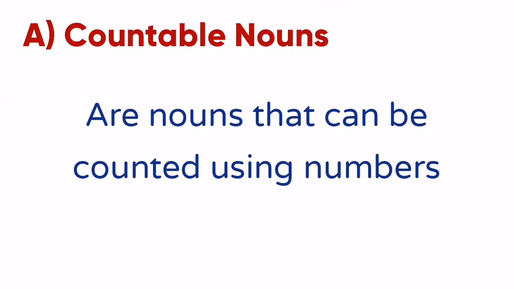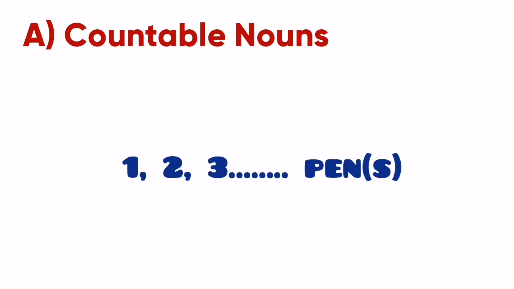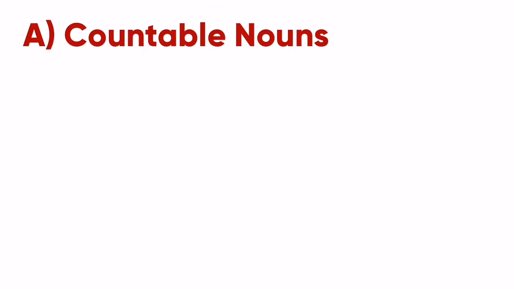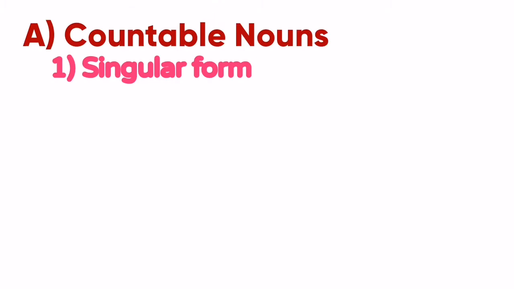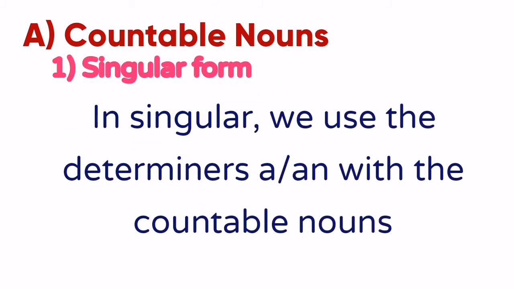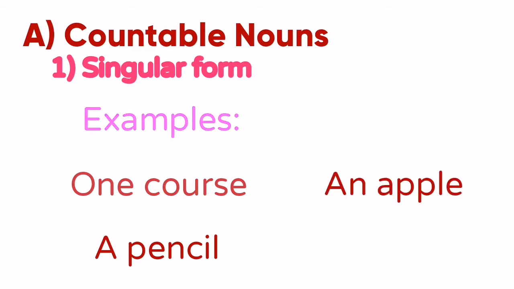Countable nouns are nouns that can be counted using numbers, for example 1, 2, 3, 10, etc. Countable nouns have a singular and a plural form. We're going to start with the singular form. In the singular, we use the determiners a and an with countable nouns. For example, one horse, a pencil, an apple, an hour.